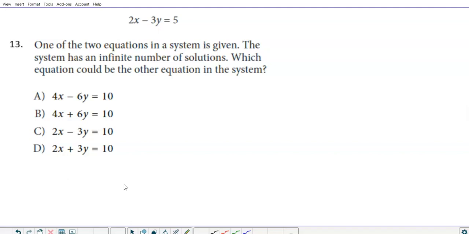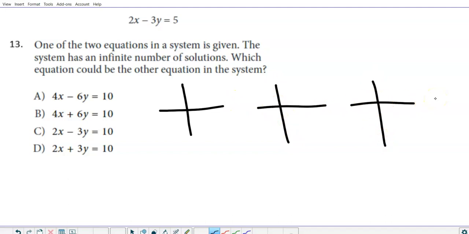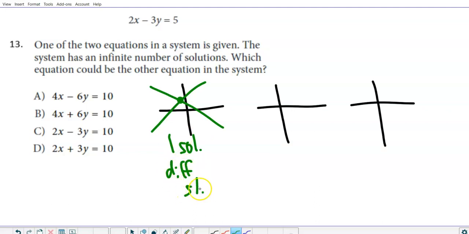One of the 2 equations in the system is given as an infinite number of solutions. We should talk about, just generally speaking, what 3 options. If you have a linear system, these are all linear, you can tell that. If 2 lines cross at 1 point, that's one solution, one real solution, they must have different slopes, so different slopes.